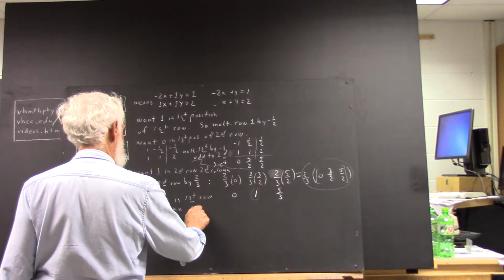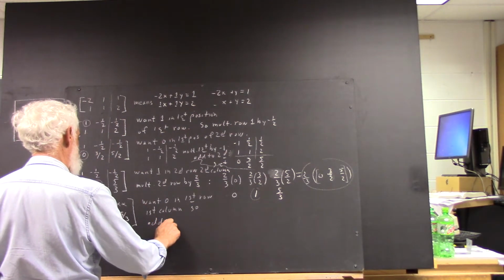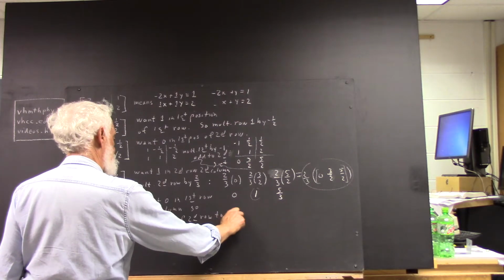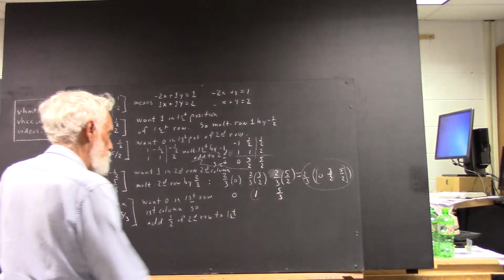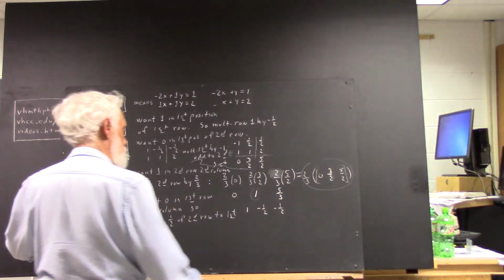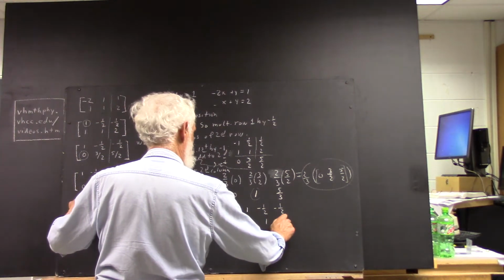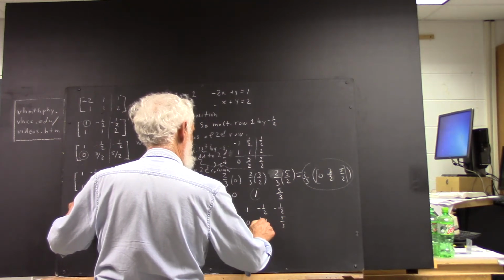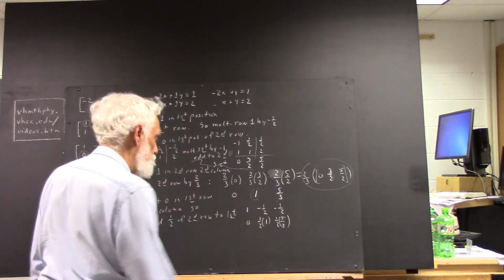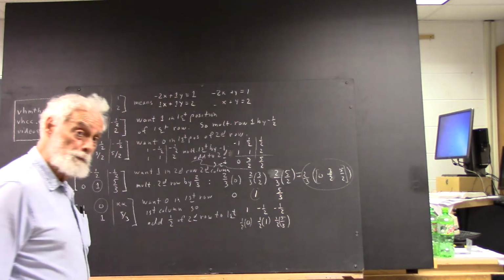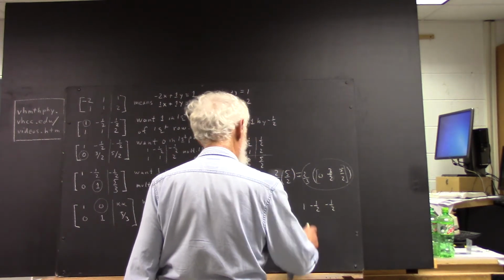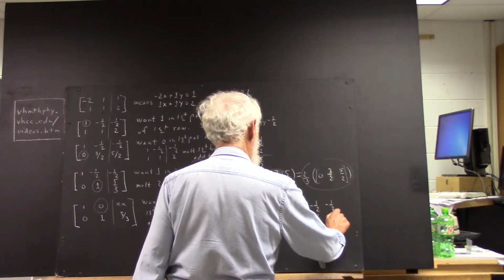So add 1/2 of the second row to the first. The first row is 1, negative 1/2, negative 1/2. The second row is 0, 1, 5/3, but I'm going to take half of each one of these because this is going to give me half. And of course I'll take half of 0 too. We don't want to leave it out. So that gives me 1, negative 1/2, negative 1/2, 0, 1/2, 5/6.